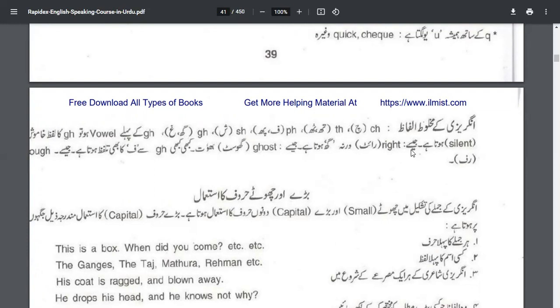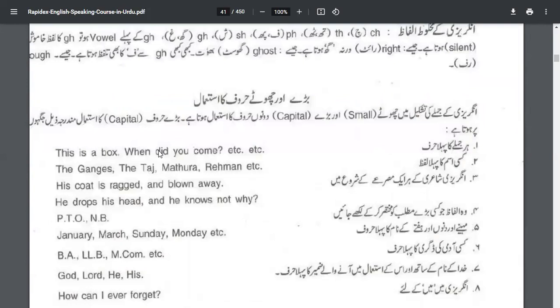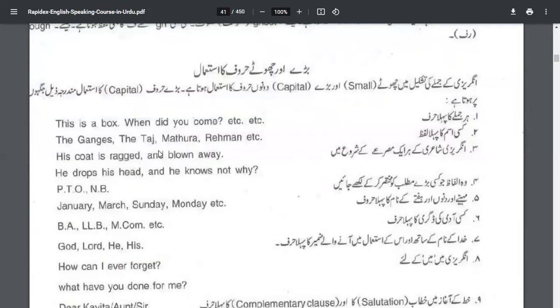Some letters are silent, like in 'right' and 'right', this G and H are silent, okay? Roast, as I told you, this is roast. GH sometimes gives the sound of 'g', and sometimes the sound of 'f'. All right. Let's move on. These are very basic, simple sentences.